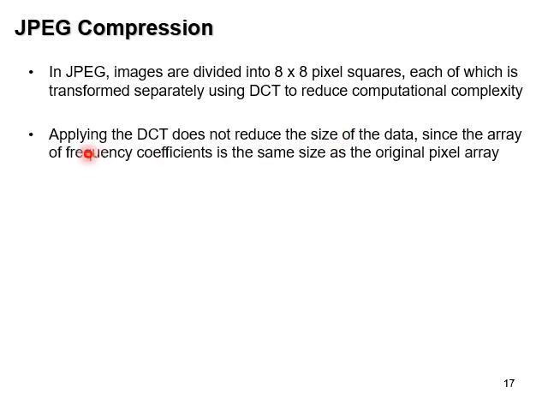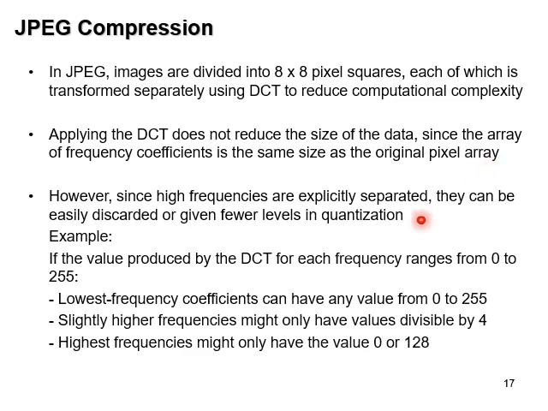And then applying the DCT itself actually does not reduce the size of the data, because the array of frequency coefficients that you will get as an outcome of DCT is the same size as the original pixel array. So if you have an 8 by 8 block, you do DCT for it, you still get 8 by 8 values. So where is the reduction? Where is the saving in terms of storage? The DCT step itself is not the step that is going to reduce the size of the image. It can just identify the frequencies, and then later on we apply this.